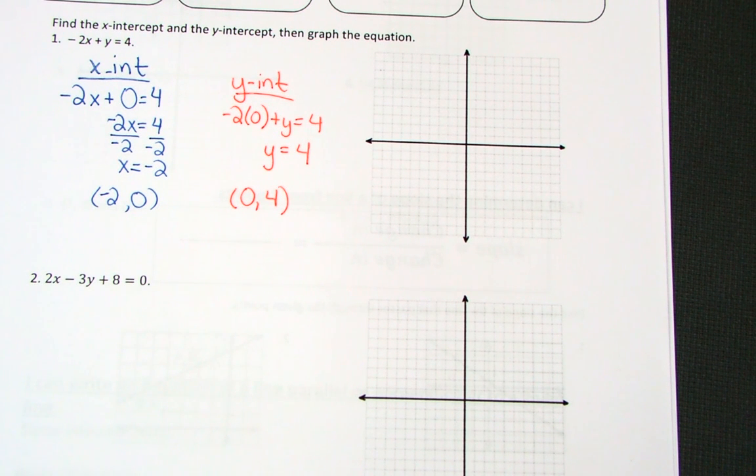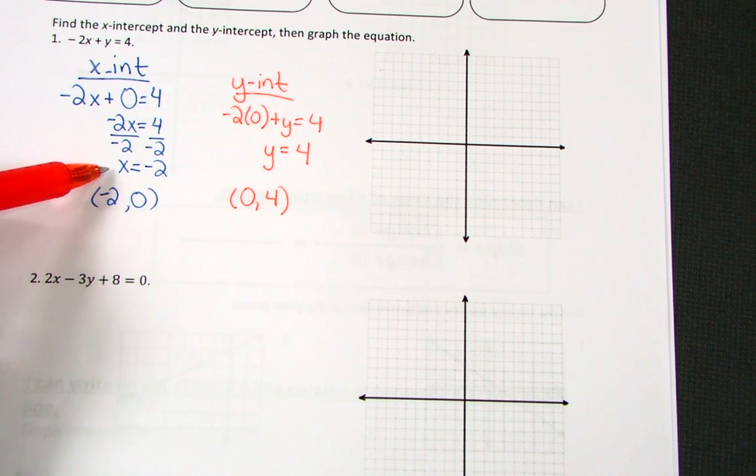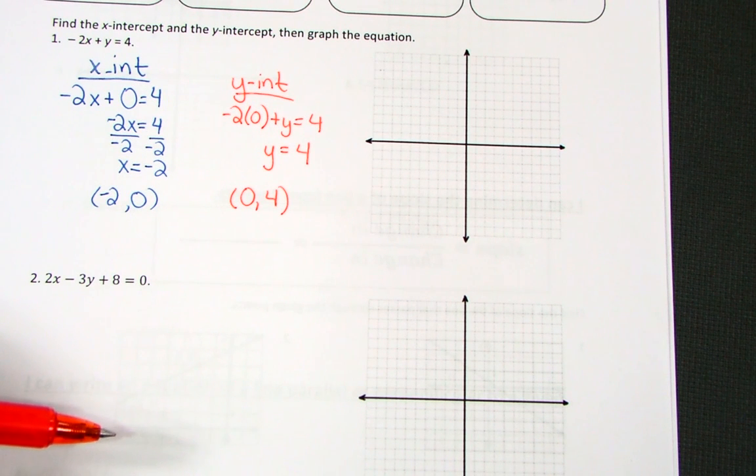A little bit of a time save, but remember, in order to get credit for anything in this class, you always have to show your work. So if you only write down that x equals negative 2, and negative 2, 0 is your answer, I cannot give you full credit for that. You have to show me at least a little bit of how you got it. So negative 2x equals 4, and then you can give me x equals negative 2.